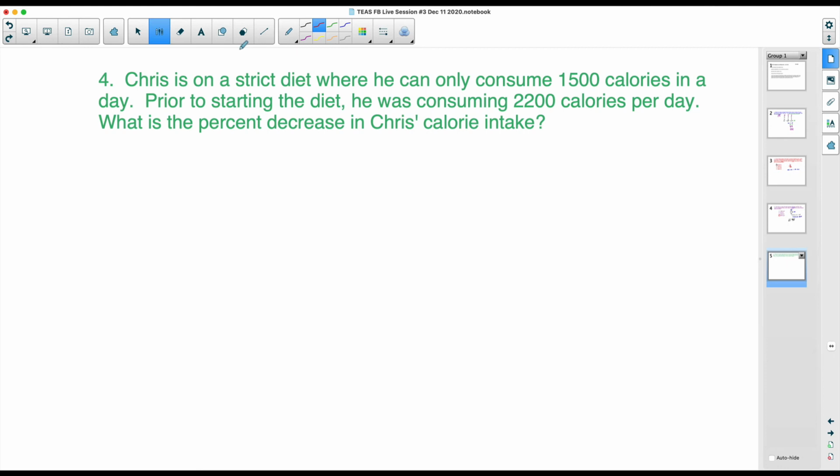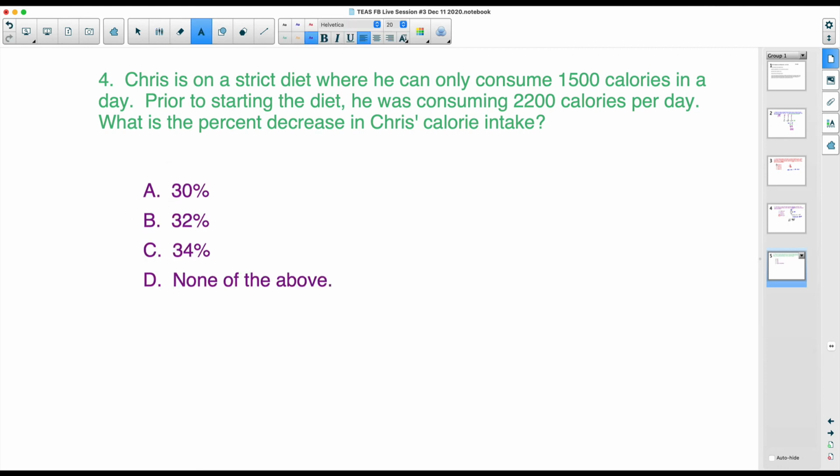So, number 4, percent of decrease. For number 4, Chris is on a strict diet where he can only consume 1,500 calories in a day. Prior to starting the diet, he was consuming 2,200 calories per day. What is the percent decrease in Chris's calorie intake? Probably should have said caloric or whatever, but it'll be all right. So his calorie consumption is going down. It used to be 2,200, and now it's 1,500.